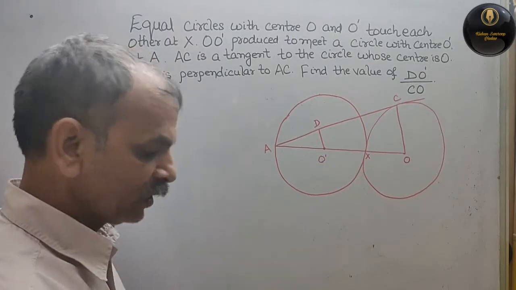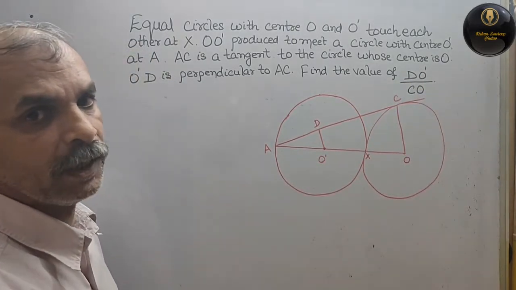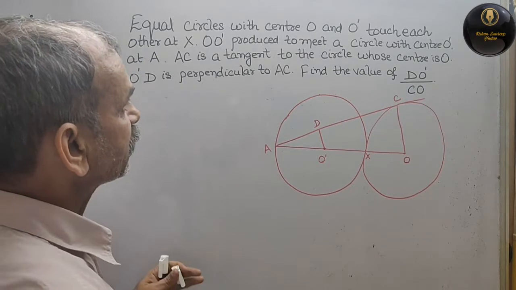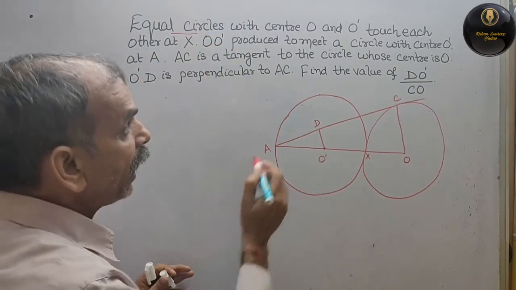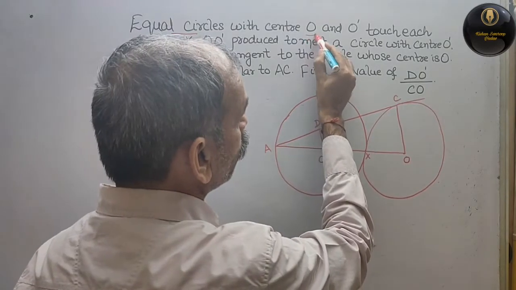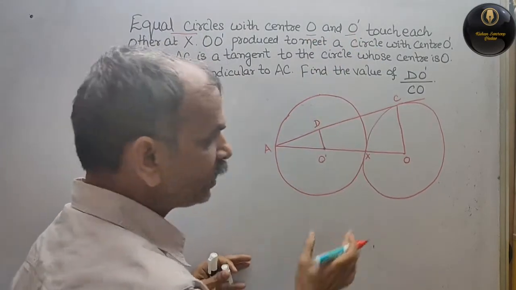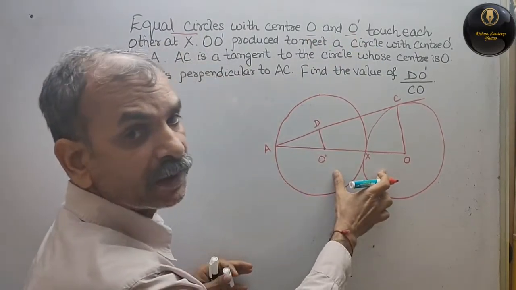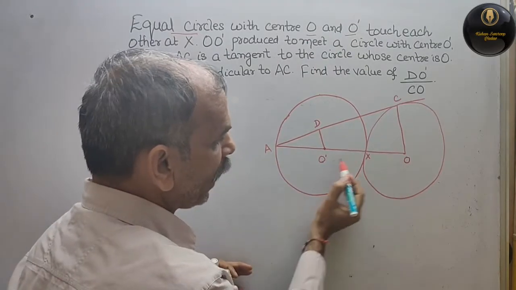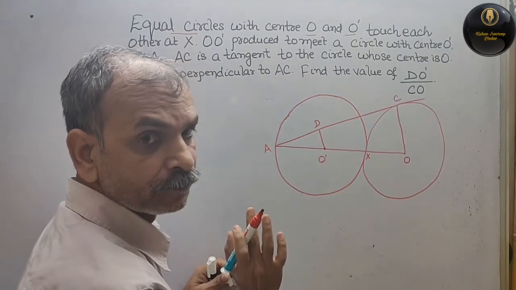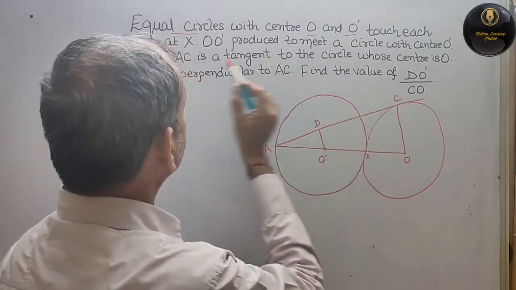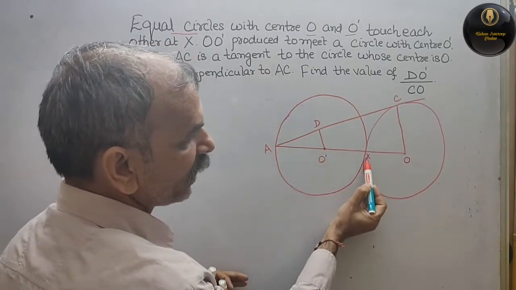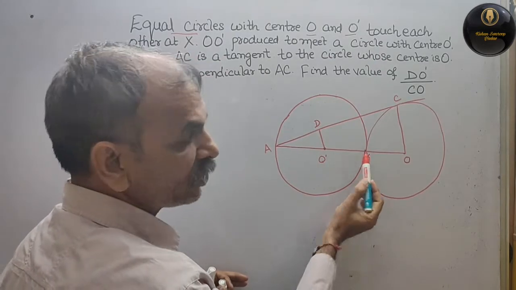Now understand this. देखो इसने क्या बोला है. फर्स्ट इसने कहा there are two equal circles and the centers are O and O dash. तो these are the two equal circles. Center is O and O dash. ठीक है. Now touch each other at X. This is your X point where they are touching each other.